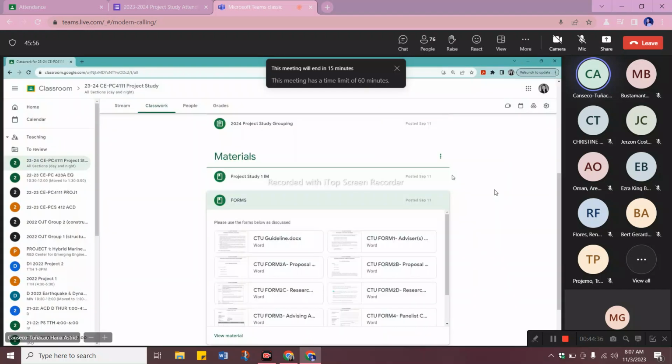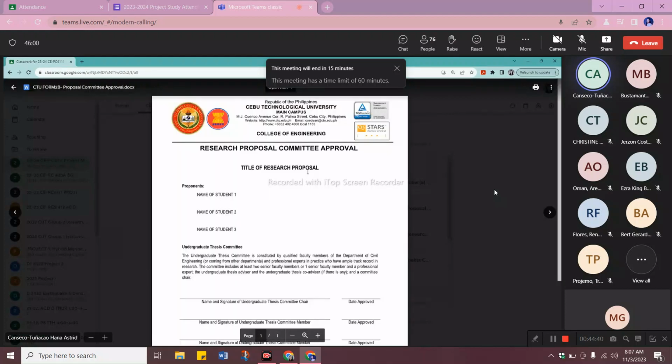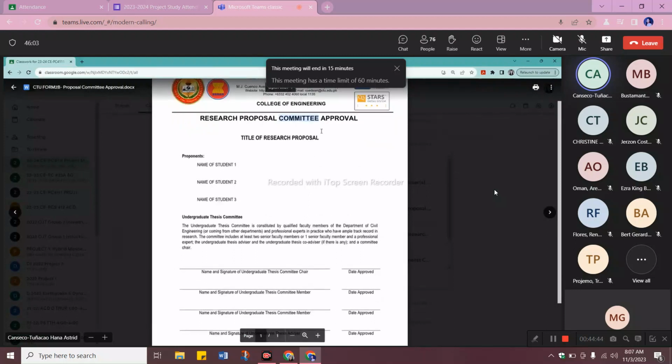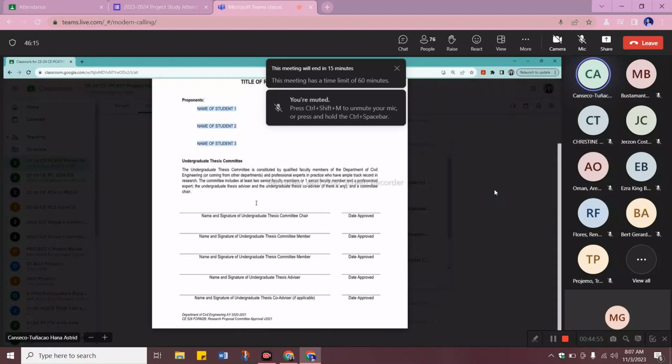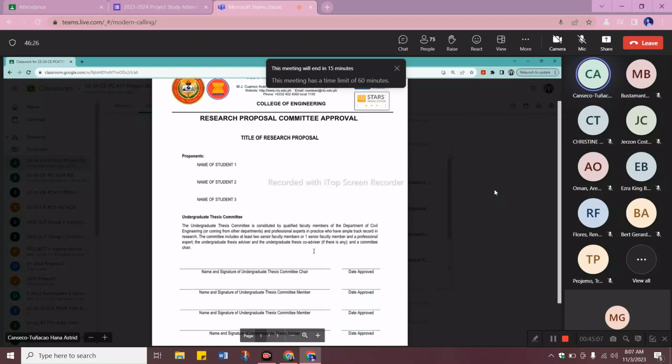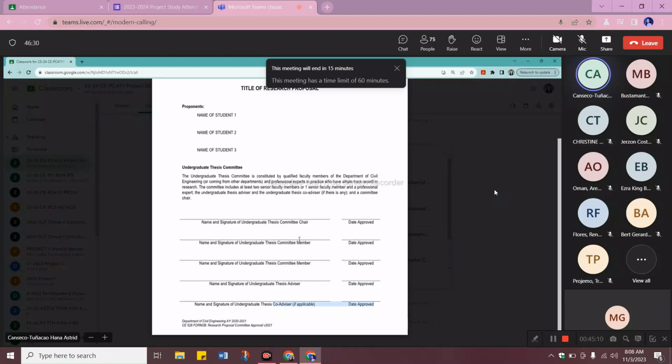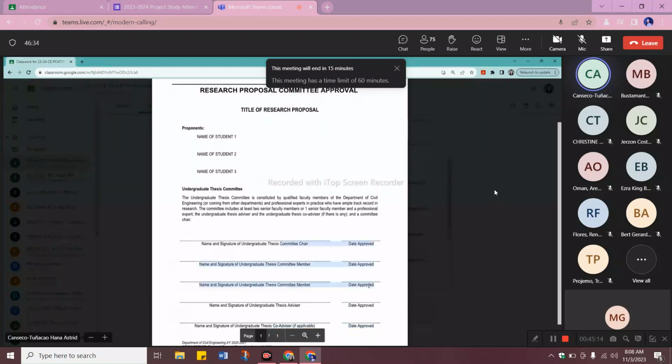Okay. Then we have Form 2B. This is the committee approval. It cannot be signed yet. As you can see, the proponents' sequence is still the same as Form 2A. And we have here your committee chair, date of approval, your committee member, date of approval, your thesis advisor, and co-advisor. So this committee approval is at the end of the tunnel. If this committee approval is signed by all committee members, it means that your proposal is already approved and that you can proceed with your experimental work, or rather, implementation.